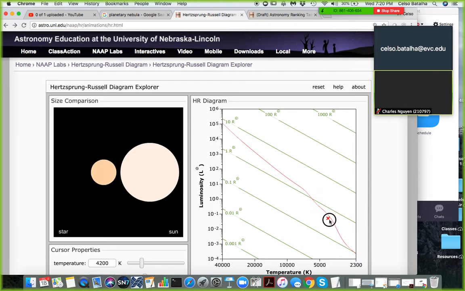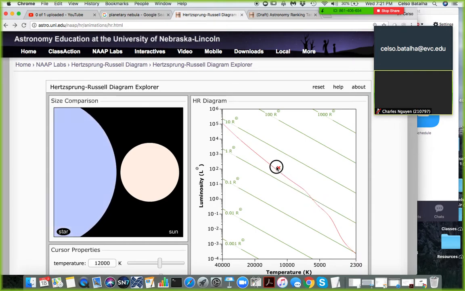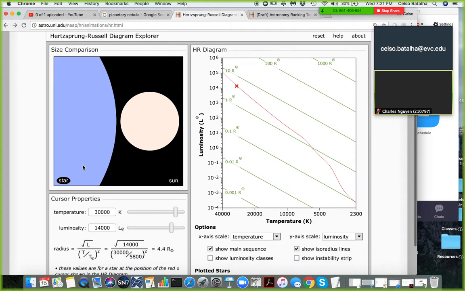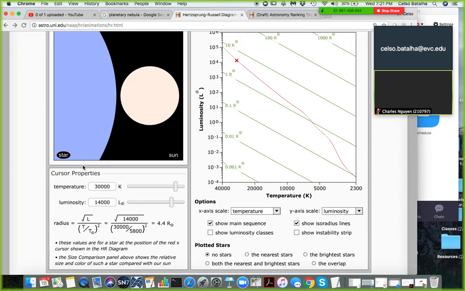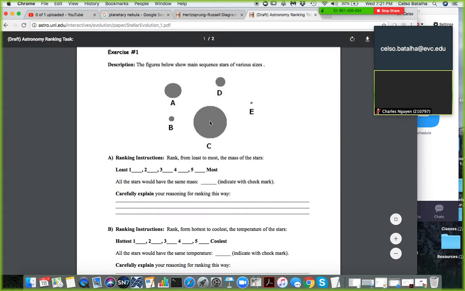So these are the least massive, and as you can see by the color here, it's kind of reddish. And you go to the most massive, they are also the biggest and the bluest. See that? So then we can answer this question. E is the least massive. And then you go to B, D, A, and C. Okay?